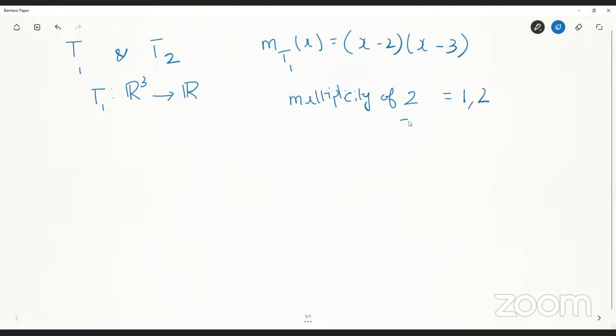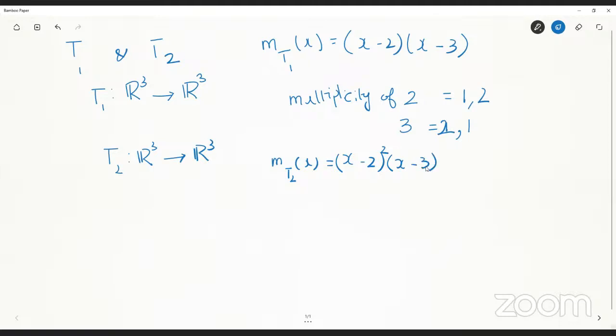Similarly, for 3, it is either 2 or 1. Correct. So let me write it like this: 2 comma 1. By that I mean if the multiplicity of 2 was 1, then the multiplicity of 3 is forced to be 2, right? You agree with that? Now T2 has the following minimal polynomial. What is it? It is (x minus 2) squared times (x minus 3), right?